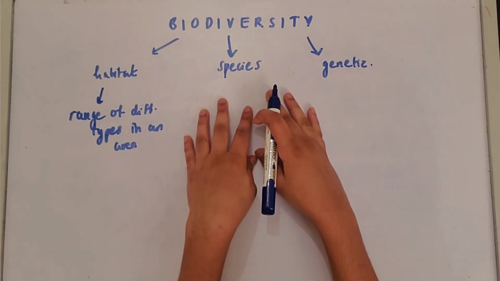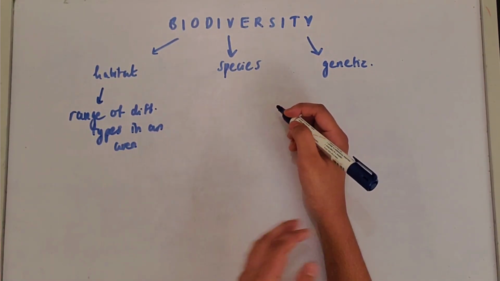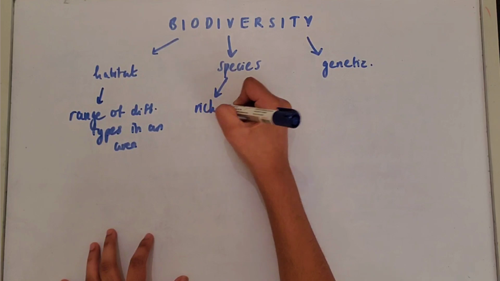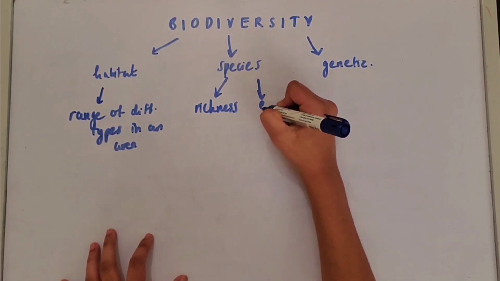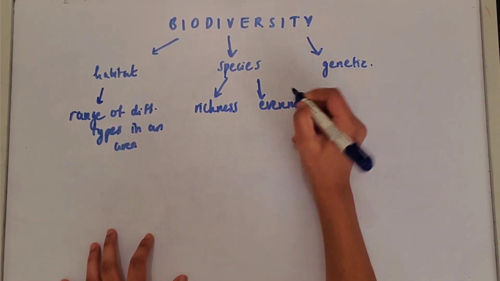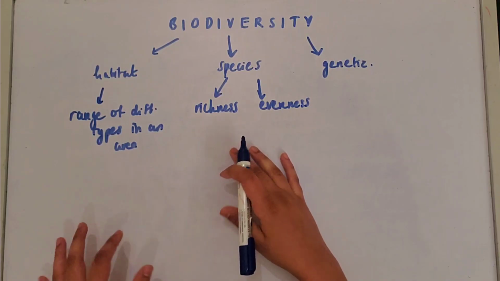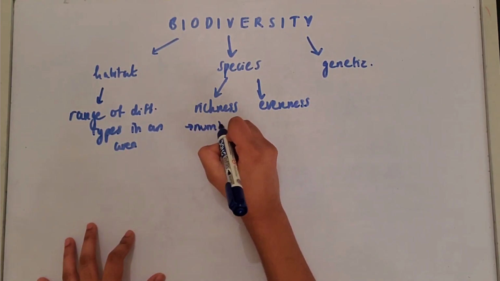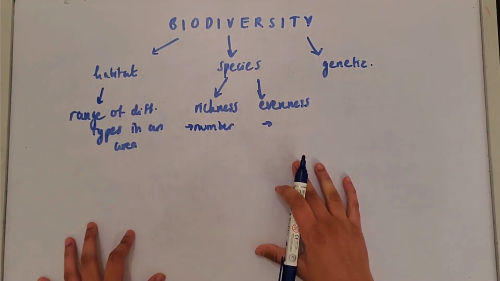For species biodiversity, we can consider both the richness and the evenness. So we have species richness and species evenness. Now, whilst richness is simply the number of different species, the evenness refers to the relative proportion of individuals of each species in a habitat.